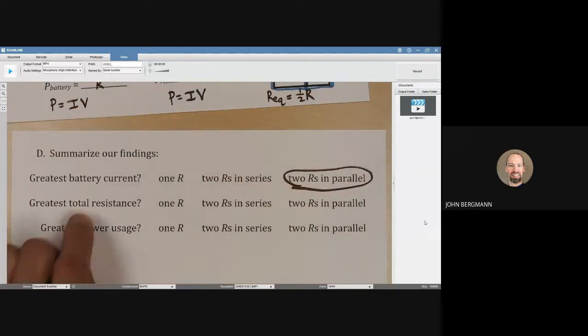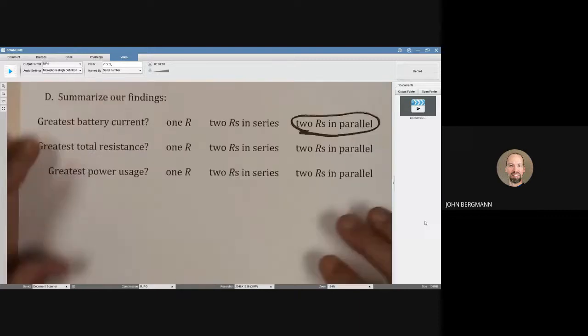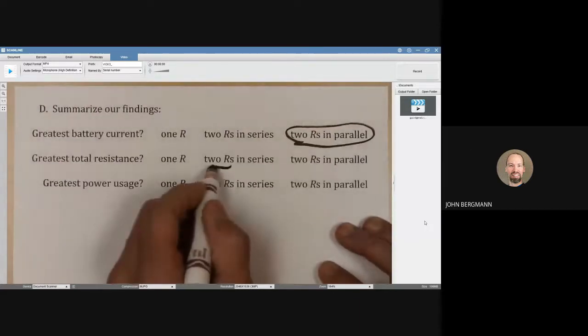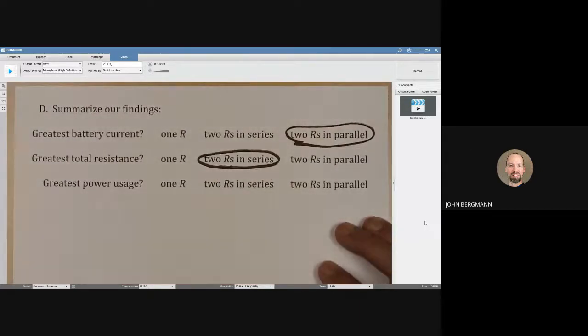Which one had the greatest total resistance? Well, we don't even have to look at the diagram for that, do we? Two resistors in series is definitely going to have the greatest resistance. And which one's going to have the greatest power usage? Well, the greatest power usage is going to be the one that has the greatest battery current. Two resistors in parallel.